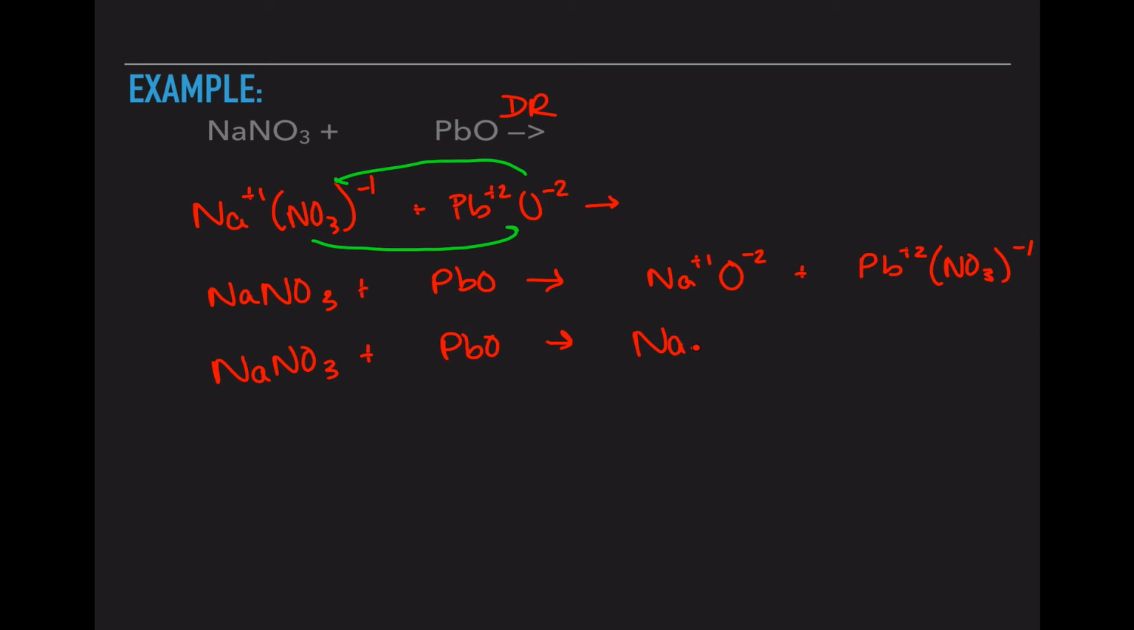And Na gets the 2, and O gets a 1. Pb gets a 1, and NO3 gets a 2. Now we can balance Na, NO3, Pb, and O: 1, 1, 1, 1, 2, 2, 1, 1. So I'm going to put a 2 in front of NaNO3 to make these balance.